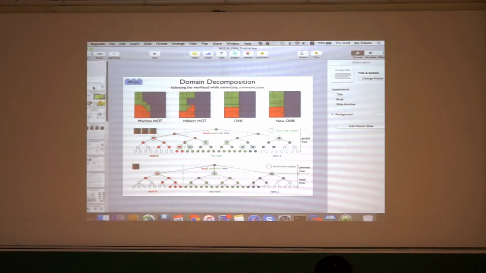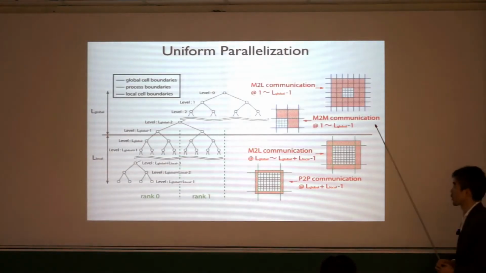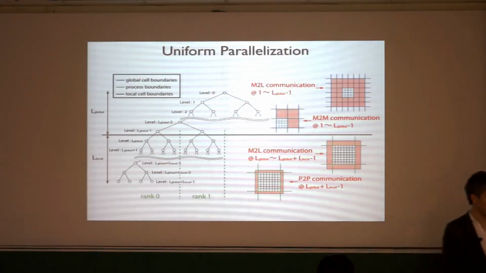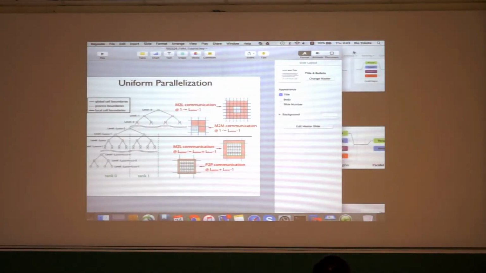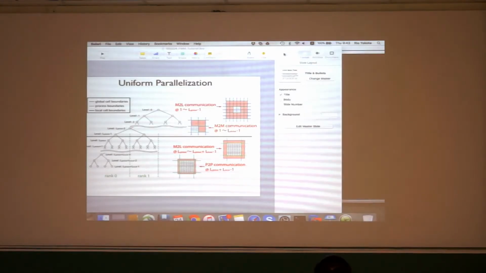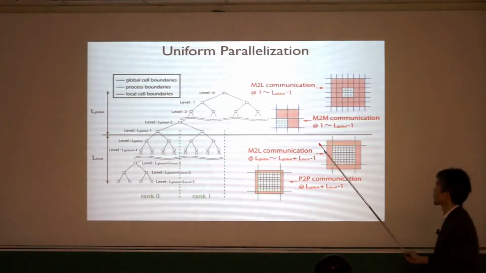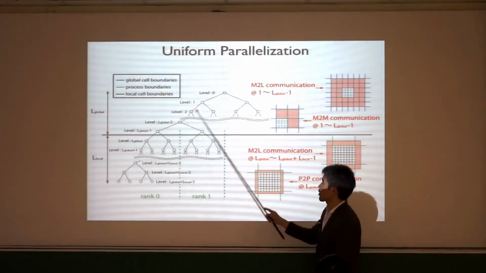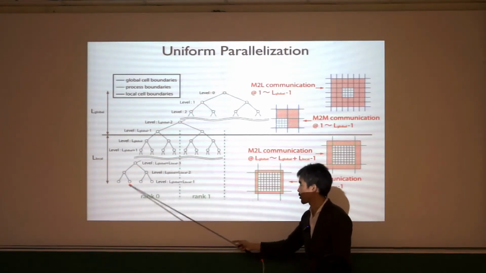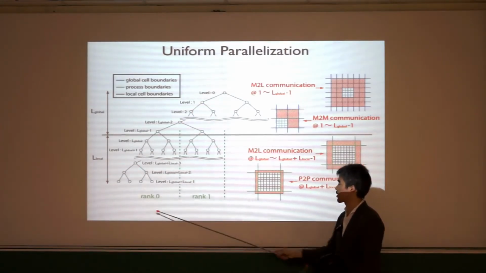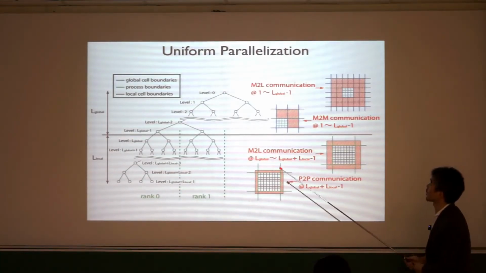And once you partition, then you need to find out what to communicate. So, well, this is the same. Again, I should have kept the previous slide because it was showing a nice picture, but you can just remember what I was just showing. Say that you have a very deep tree like this. Level starts from 0, 1, 2, and then goes all the way down. And this is on rank 0 and rank 1, and your tree goes on and on for many levels.